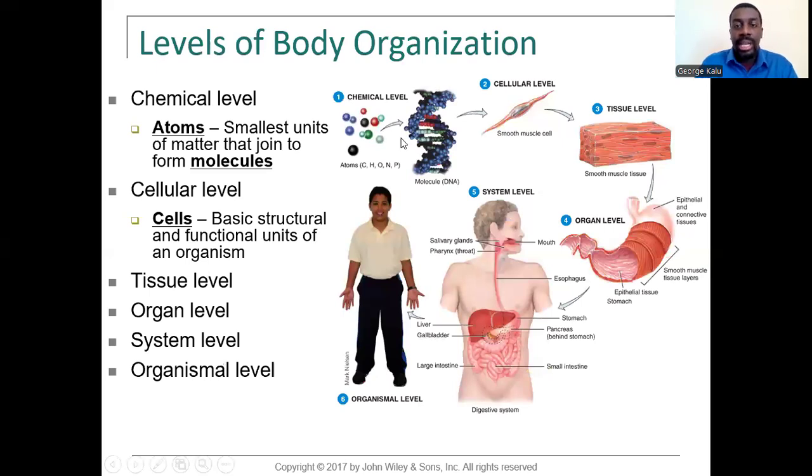Okay, so looking at how the body's organized, it's going to be organized from the chemical level all the way up to the organismal level. Okay, so the first level that we're going to have here is the chemical level, and that's where we see our atoms, and those atoms are going to join together to form molecules. Okay, so when you have multiple atoms together, we're forming a molecule. The next thing that's going to happen is those molecules are going to join together to form a cell. And so the cell is the basic structural and functional unit of any organism.